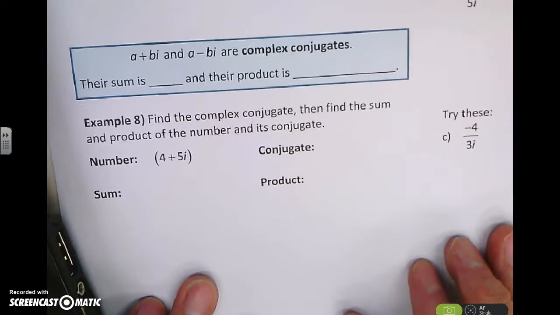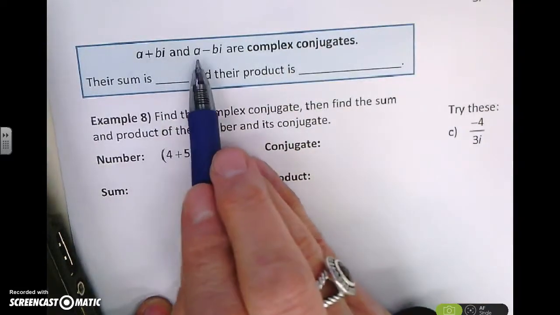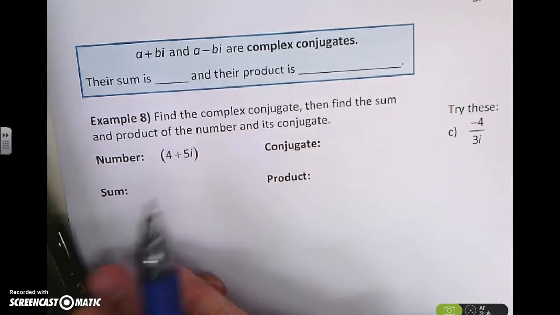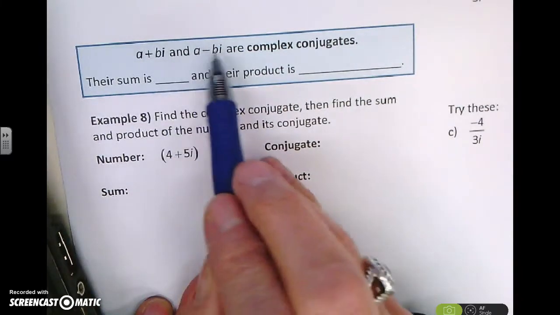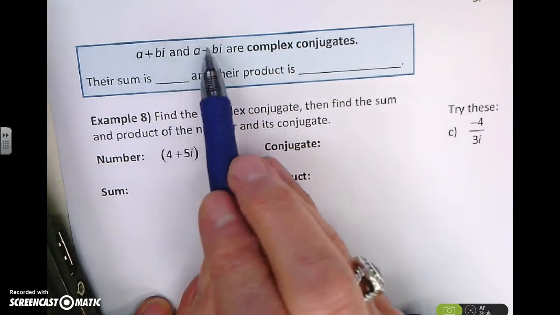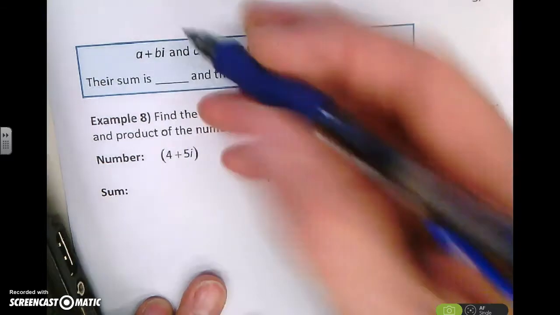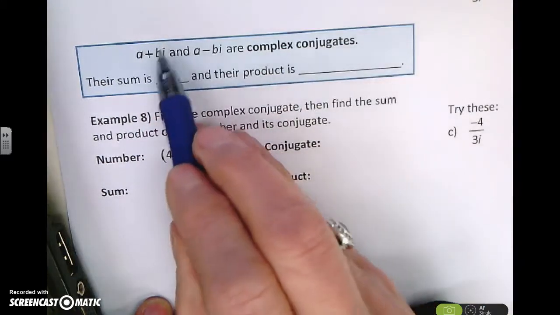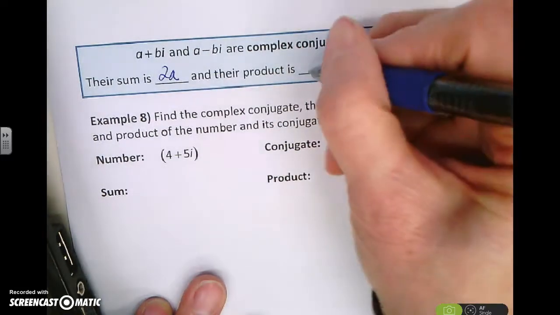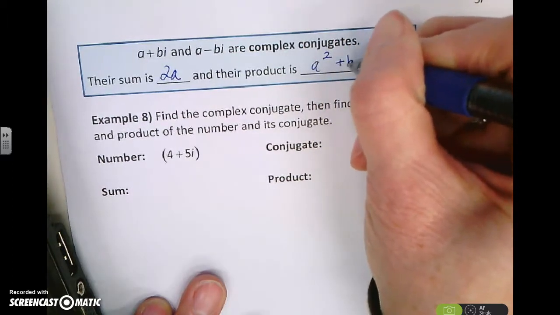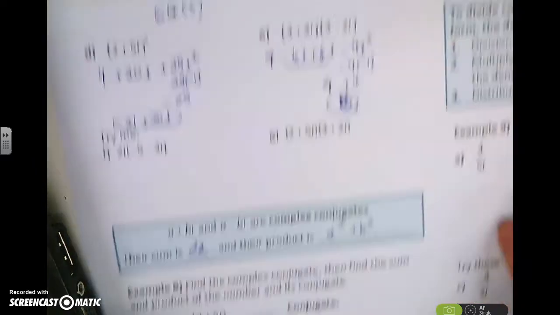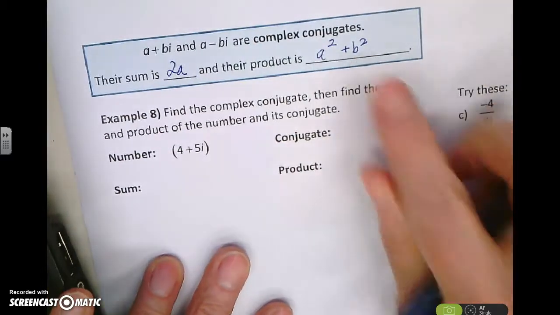All right, so like I said earlier, a + bi and a - bi are called complex conjugates because of the i's that are included. So the fronts are the same, the backs are the same, but what's different are the signs in the middle. If I add a + bi and a - bi, I get a plus a, which is 2a, and then I have a positive bi and a negative bi, which is 0. And when I multiply them, I'm going to get a squared plus b squared. As you see, we did up here, we ended up with 9 plus 4, which was 13. So it's going to be this in general.